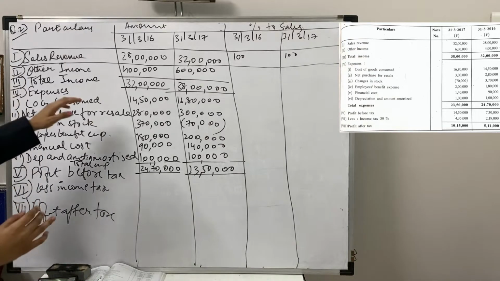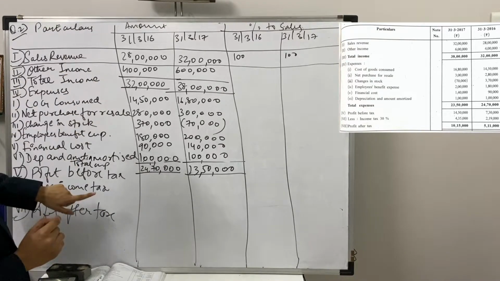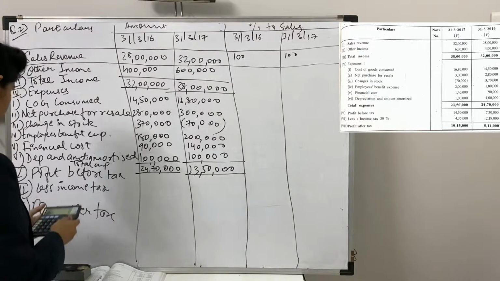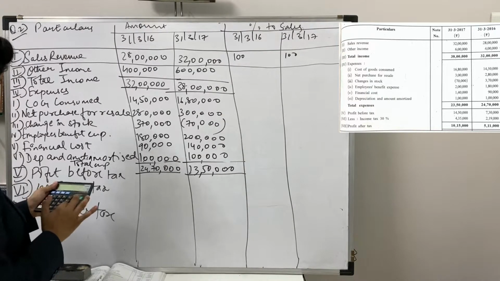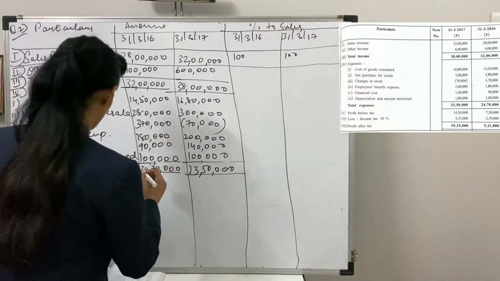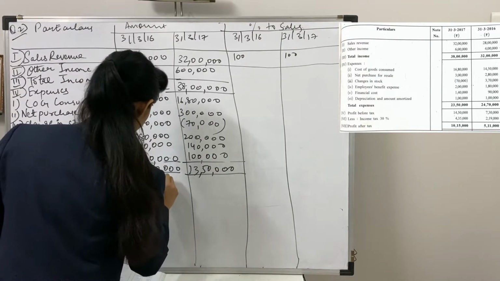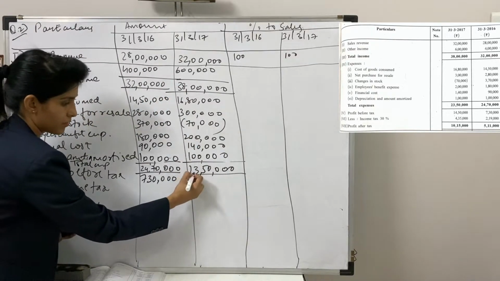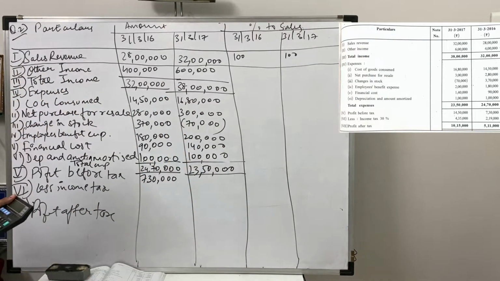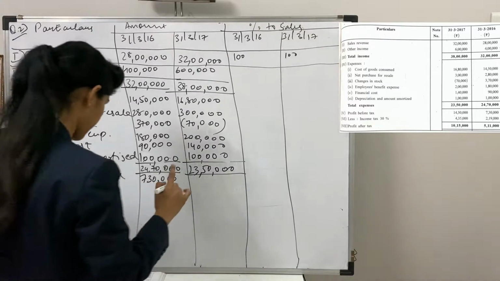Now your profit before tax is given in the question, but that profit before tax will not be considered. We need to subtract your expenses from the income. So 32 lakh minus 24 lakh 70,000. We are getting 7 lakh 30,000. Next is your 38 lakh minus 23 lakh 50,000. We are getting 14 lakh 50,000.